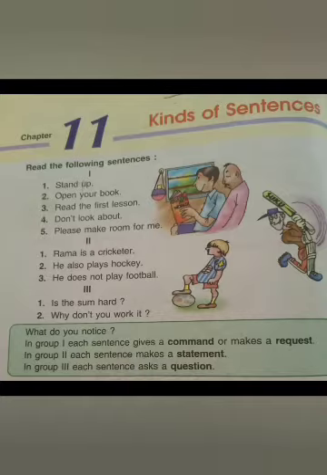Part 2. Number 1, Rama is a cricketer. Number 2, he also plays hockey. Number 3, he does not play football. Part 3. Number 1, is the sum hard? Number 2, why don't you work it?